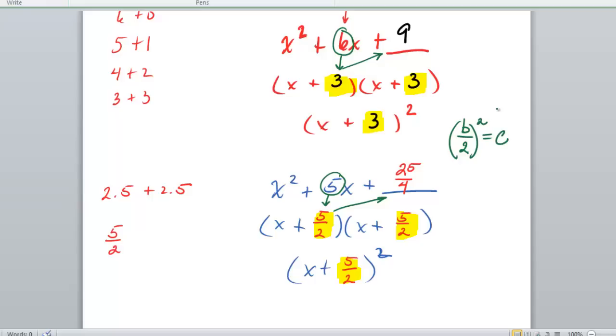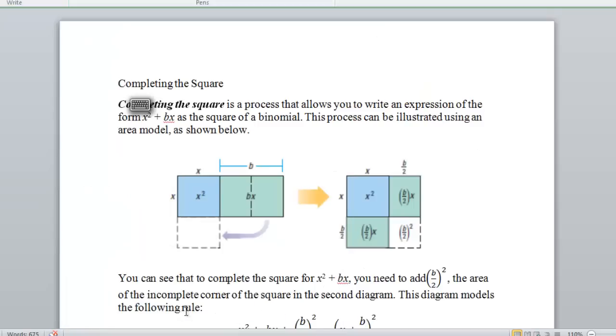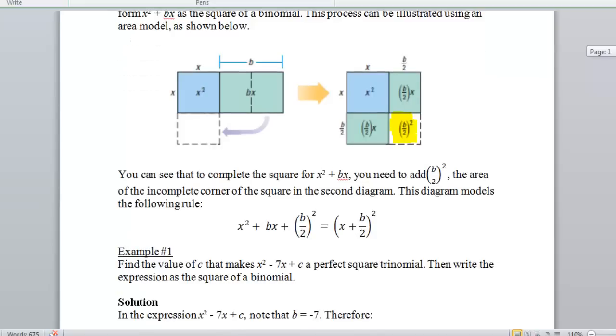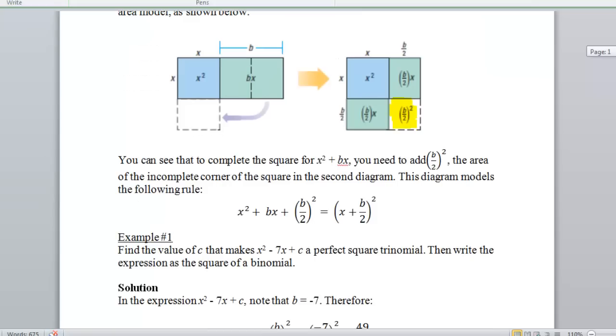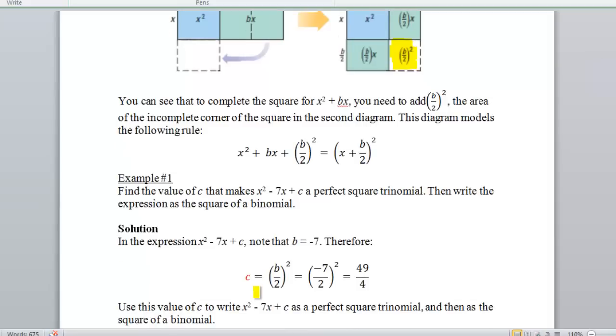Now, if we go back to the notes, you can see this process in a visual nature, and you can see clearly why we call it completing the square. If I take the b value over 2 and I square it, it completes this visual square that we've created with the x's and the b value. So if we give you a b value, we should be able to use that to complete the square using the formula c equals b over 2 squared.